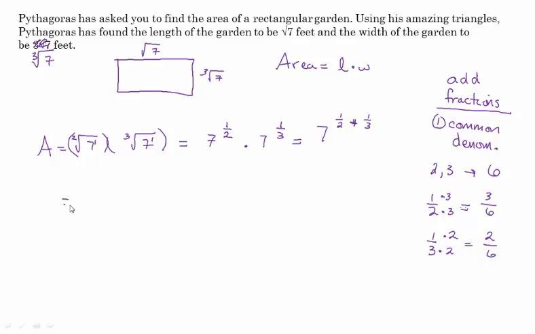So my area is going to be 7 to the 3/6 plus 2/6. So that will be 7 to the 5/6. And now we don't leave fractional exponents. So that is going to be the 6th root of 7 to the 5th. Now be very careful that we're multiplying here, which means we're adding our exponents. Don't get that mixed up and try to multiply those. You'd get the correct root, but you'd have the wrong exponent.